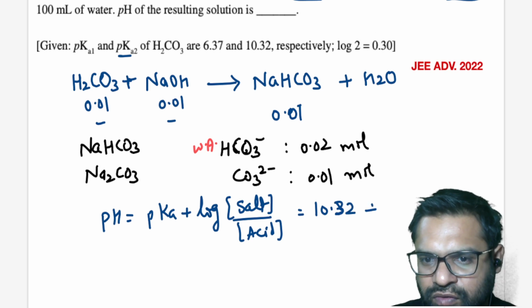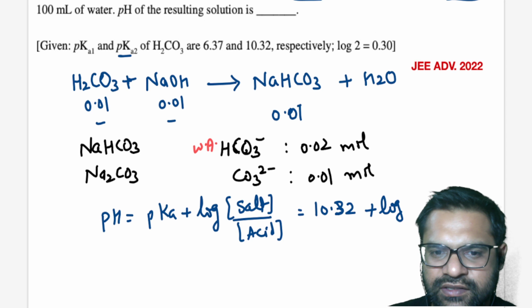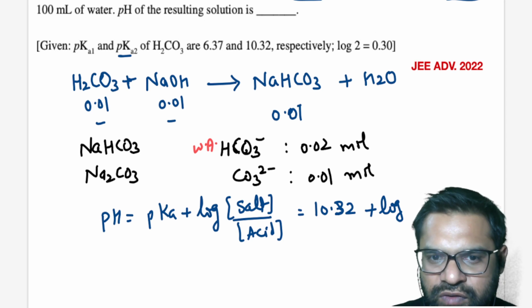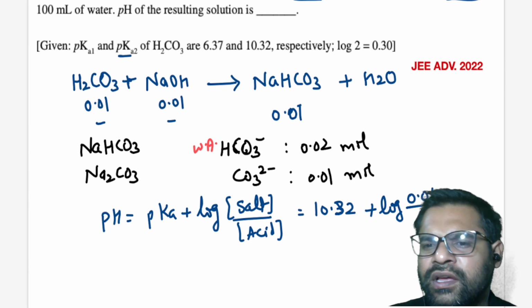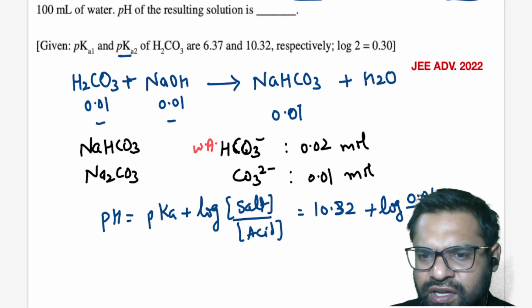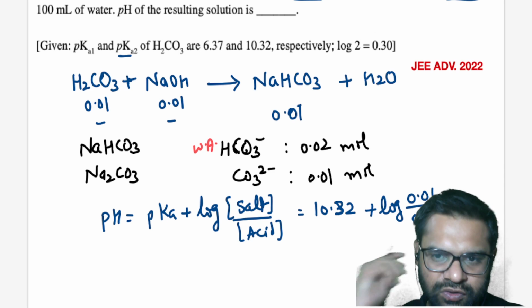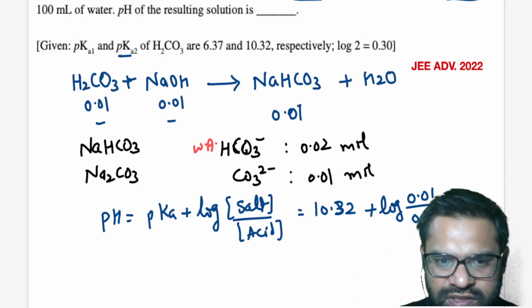plus log of salt by acid. So what is the concentration of salt? Salt over here is carbonate ion, so that is 0.01 upon volume. Since both the volumes will get cancelled out, we can just write the number of moles, 0.02. So let's see how much the answer comes out to be.